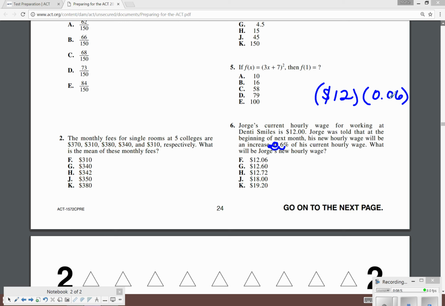You could just put in 6% times 12. If you don't have that, or if you can't find it, you can always change it to a decimal and multiply it by 12. What that amounts to is 72 cents. And so what we're saying is that he's going to make a 6% increase over his current hourly wage. So we're going to add on 72 cents. So he will now earn $12.72 per hour, which is choice H.